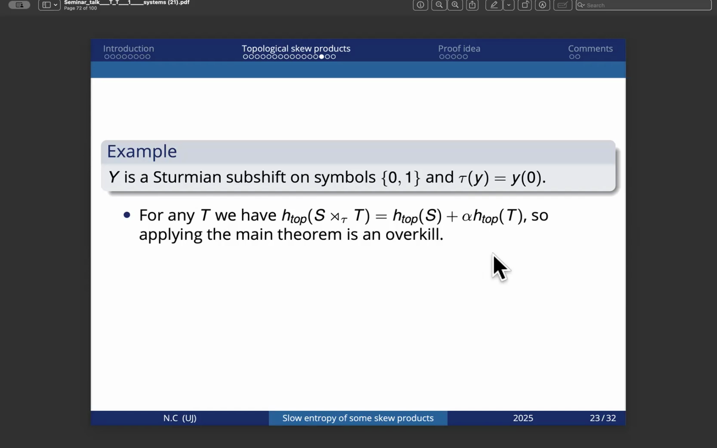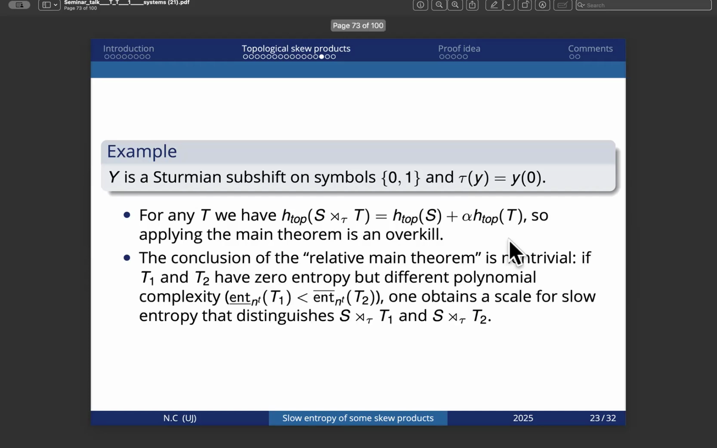But in any case, applying the main theorem is an overkill because you get the same conclusion that you could get with just computing topological entropy. But the conclusion is still non-trivial if you take T's with 0 entropy. So if you take T1 and T2 as systems with 0 entropy but different polynomial complexity, then these skew products both have 0 entropy and actually very low complexity, but this shows that one can distinguish them using slow entropy.